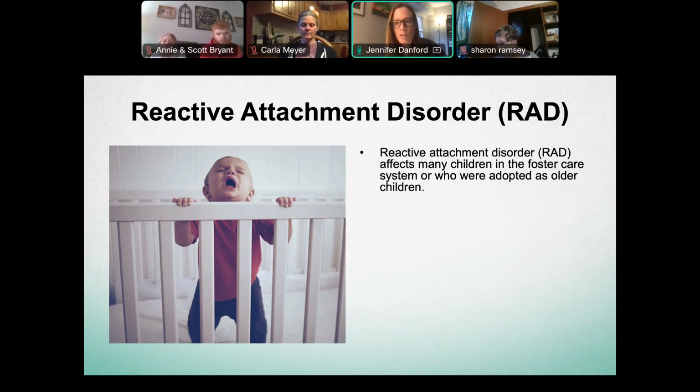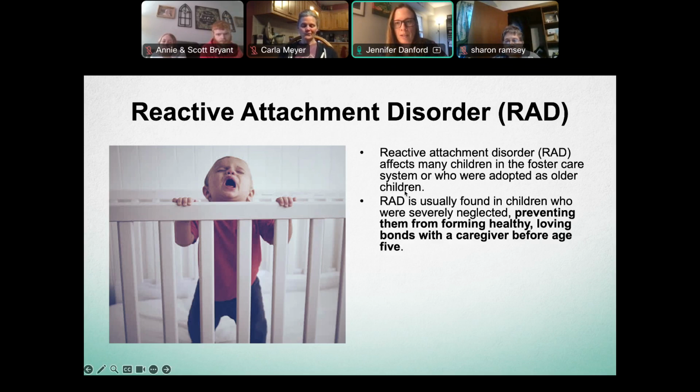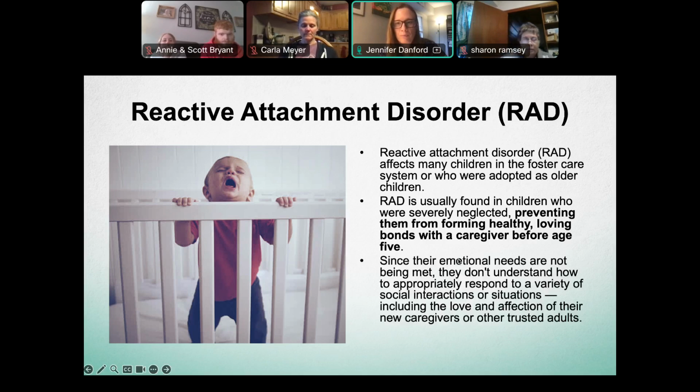Reactive attachment disorder, commonly referred to as RAD, affects a lot of kids in foster care or kids who are adopted, even as older kids. Again, it's usually found in kids who were severely neglected, which could be a lot of our kids. But this prevents them from forming healthy, loving bonds with their caregivers before age 5. So their emotional needs weren't being met.